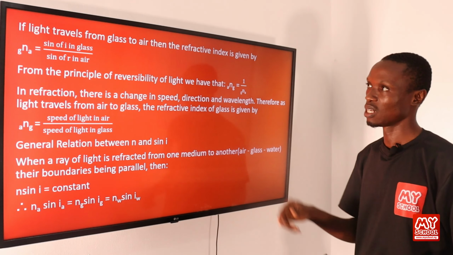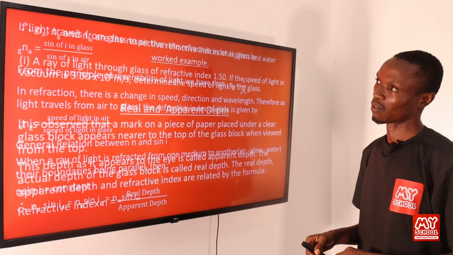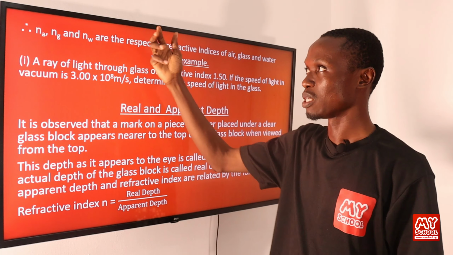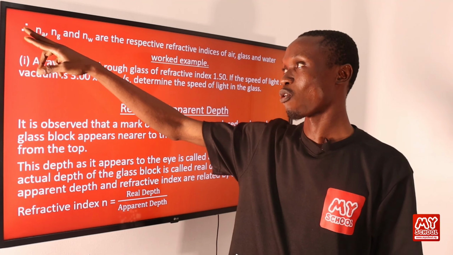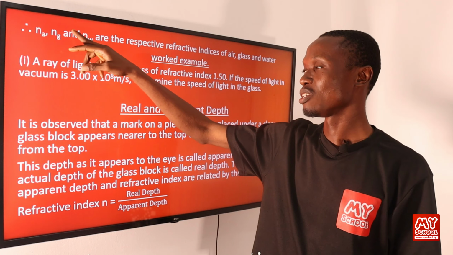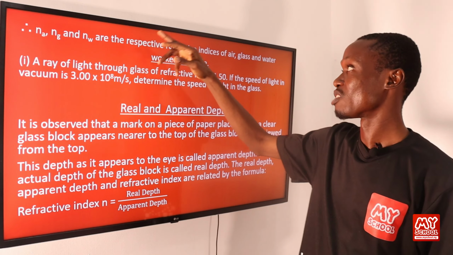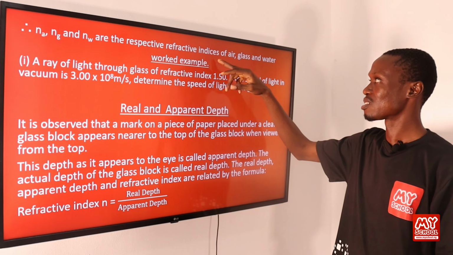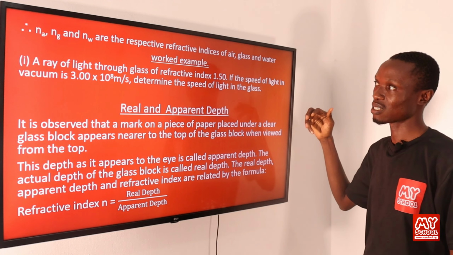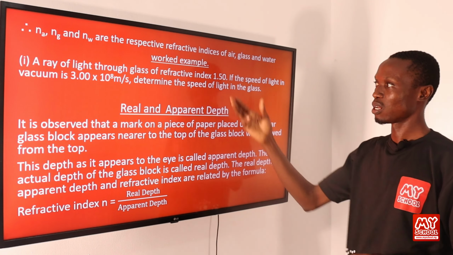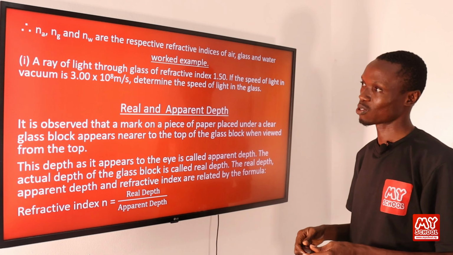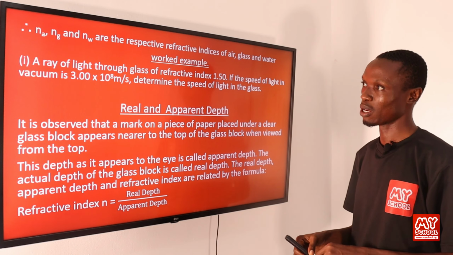So let's move to the next slide. Of course, the meaning of these I've already explained. Therefore, n_a, n_g, and n_w are the respective refractive indices of air, glass, and water. So let's apply that formula in solving this problem.